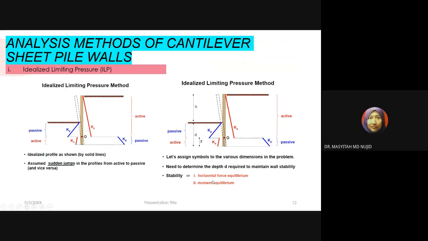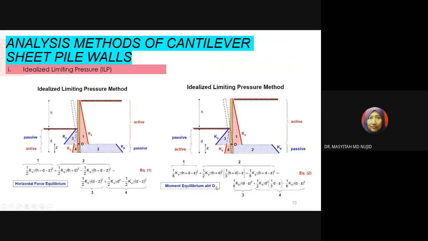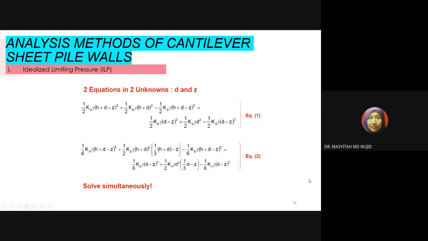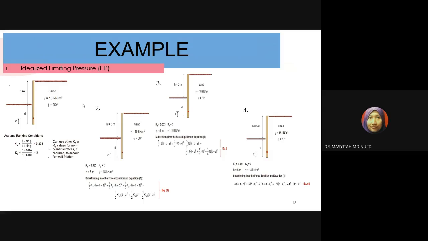To ensure the stability of the cantilever sheet pile wall, we have to take the horizontal force equilibrium and also the moment equilibrium. This is the first equation, established by considering the horizontal force equilibrium from the figure, and the second equation is from taking the moment equilibrium at O, where the rotation occurs. In order to determine the two unknowns D and Z, we have to use both equations 1 and 2 and solve them simultaneously. So you can find D and Z by substituting the values and using the calculator.